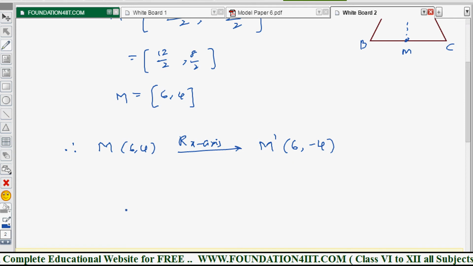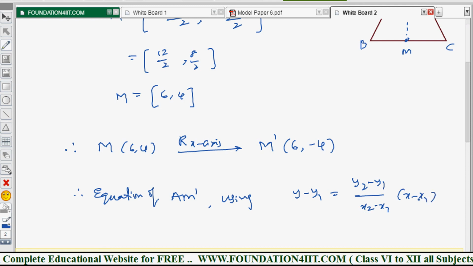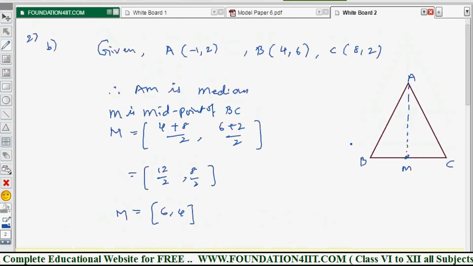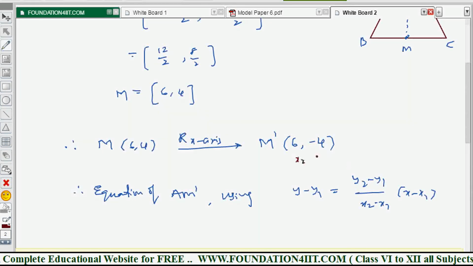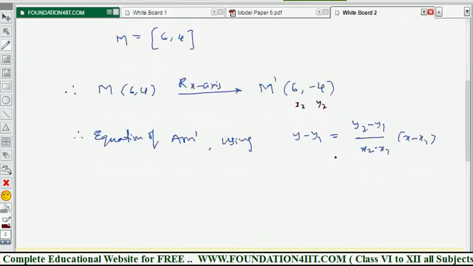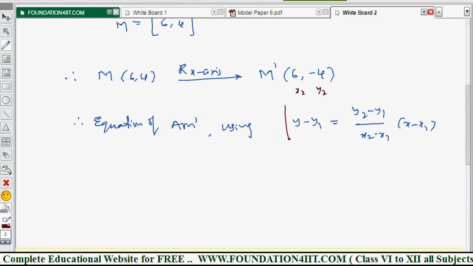Now we need to find the equation of AM dash. We should use the equation formula when two points are given: y minus y1 is equal to (y2 minus y1) by (x2 minus x1) into (x minus x1). From A, take x1, y1 as (minus 1, 2), and M dash as x2, y2. Apply these in this formula, which gives the equation of a straight line when two points are given.